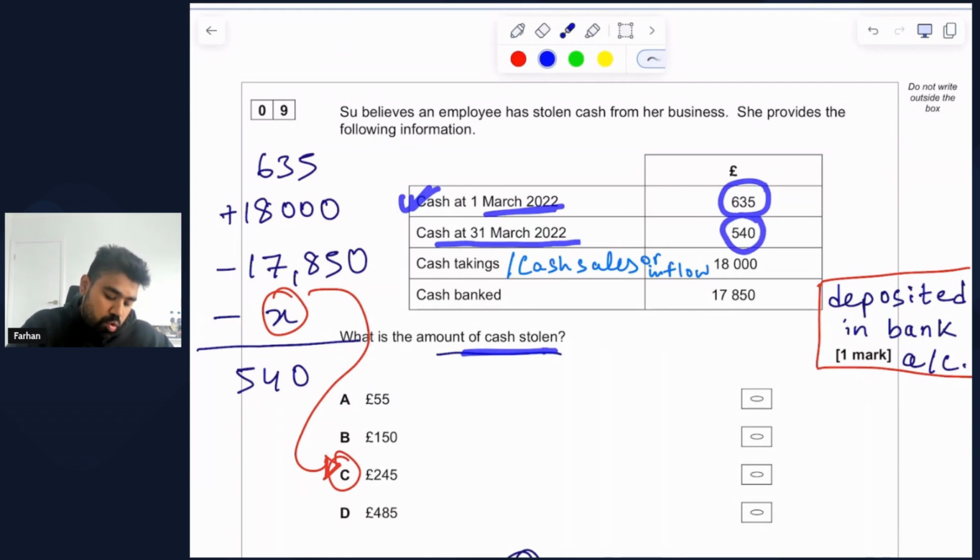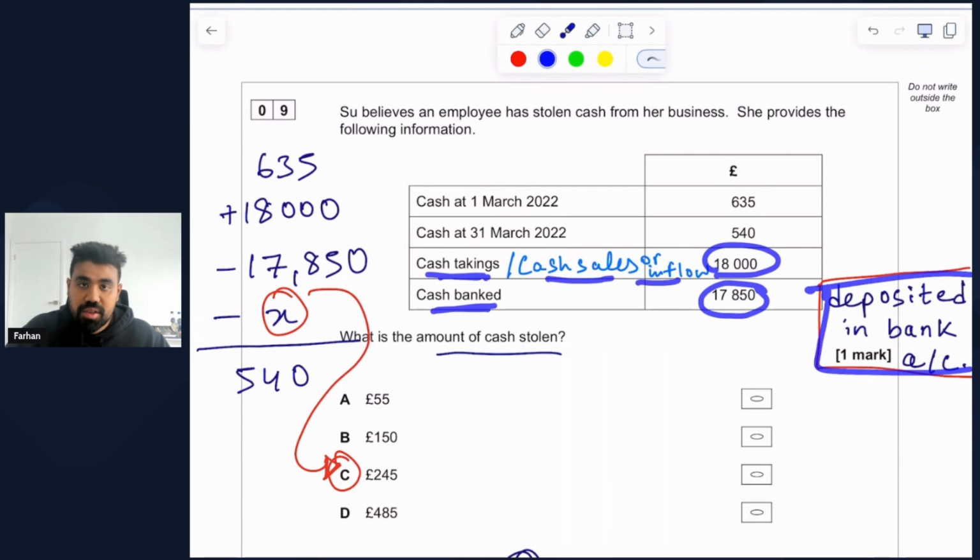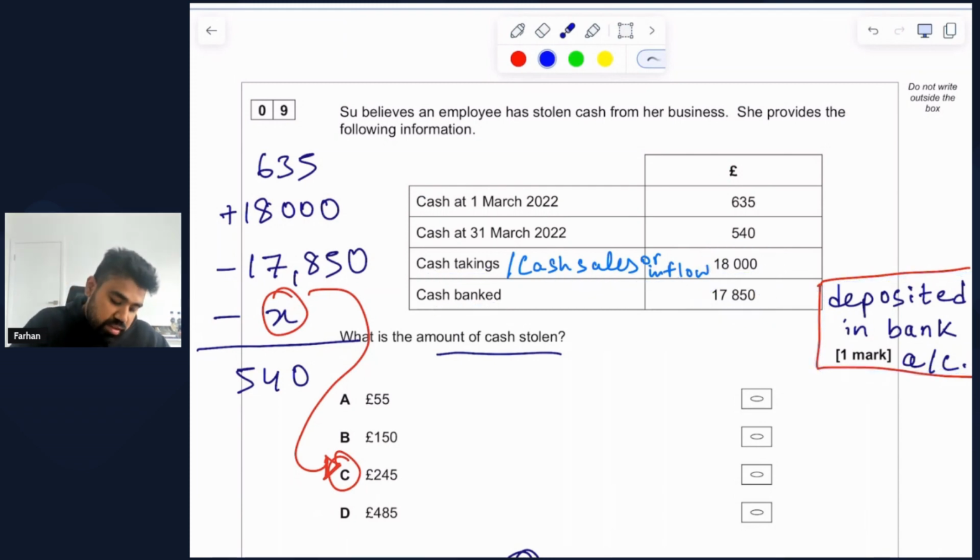During the year, we had cash takings. So cash takings here could confuse some people, but cash takings here simply refers to cash sales or cash inflow of 18,000 pounds. Cash banked of 70,850 pounds simply means that I had some cash lying around which I deposited into the bank account. If that makes sense. So the question is asking, what is the amount of the cash stolen?